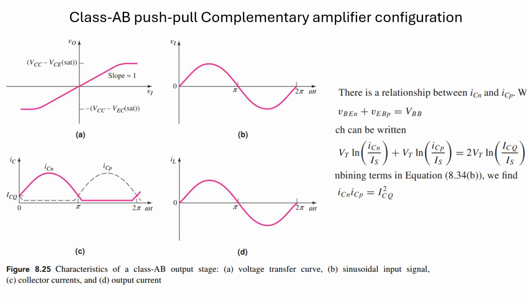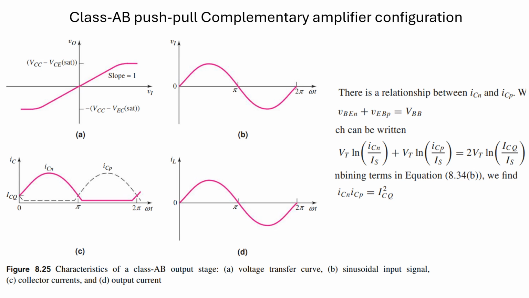So just see here the characteristics of the class AB output stage. The first one is showing the voltage transfer curve. The second one is showing the inputs that we are supplying through V1, that is the base terminal of both the transistors, and the collector currents ICN and ICP. Finally, the output current will look like as shown in the last graph.